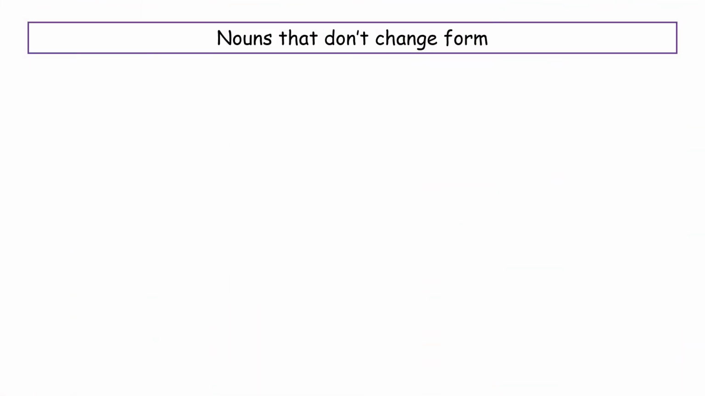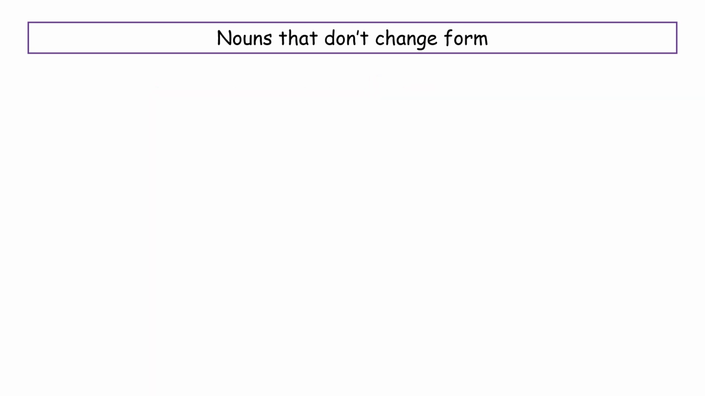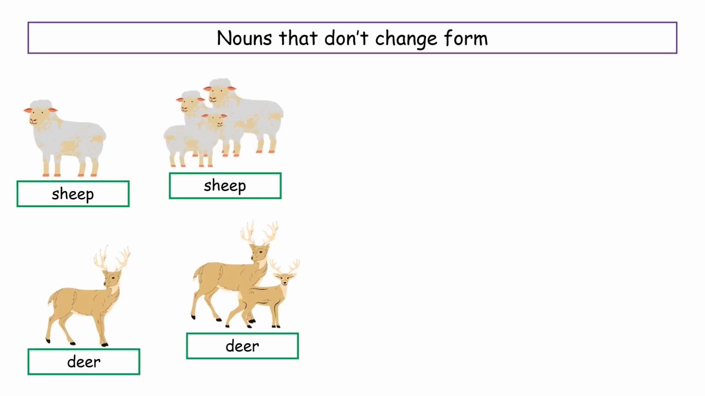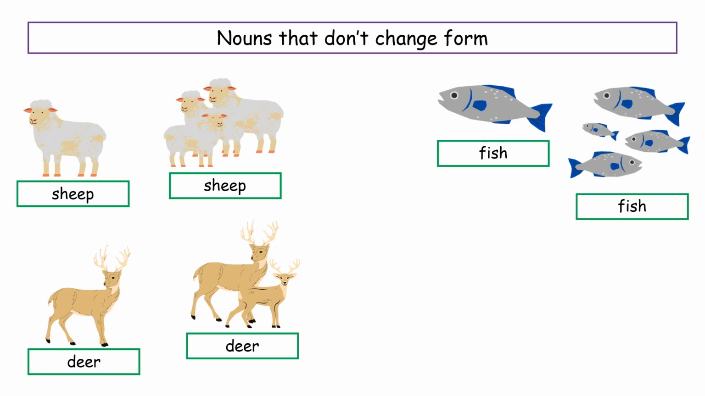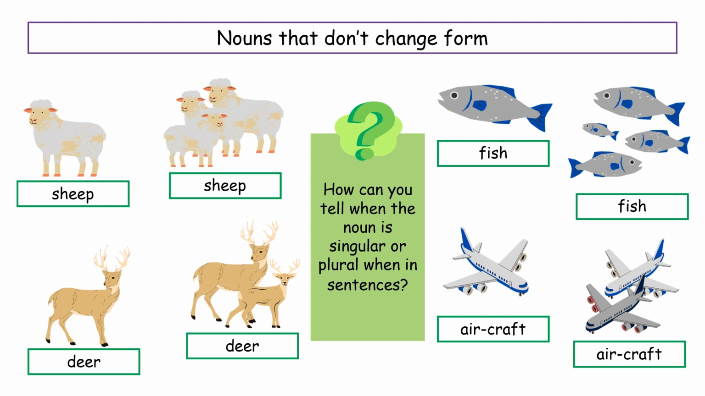In this section, we will be looking at nouns that don't change form in the plural. This means that the same term is used to indicate singular and plural. For example, nouns such as sheep. The plural is 3 sheep. Deer, 2 deer. Fish, 4 fish. Aircraft, 2 aircraft.